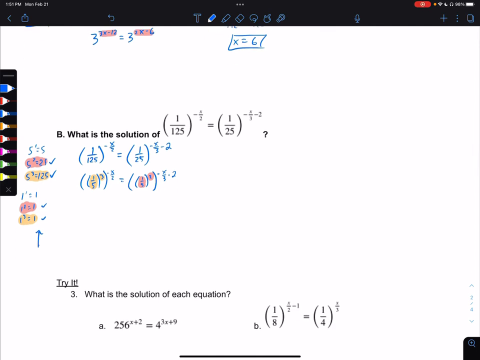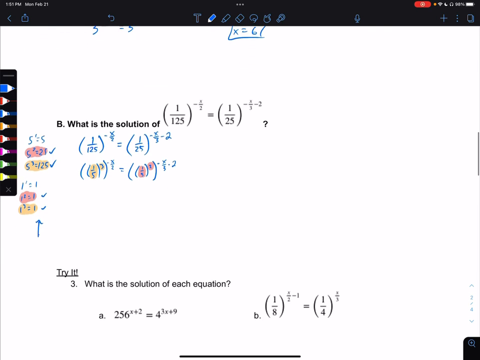Remember that powers raised to powers are going to be multiplied. So we're going to multiply this 3 times the negative x over 2. So we get 1/5 to the negative 3x over 2 power, and that is going to be equal to, this 2 must be distributed, so we'd have 1/5 to the negative 2x over 3 minus 4. All right, so you want to make sure that you distribute this 2 up here. So this 2 got distributed, and that's where we got these numbers.